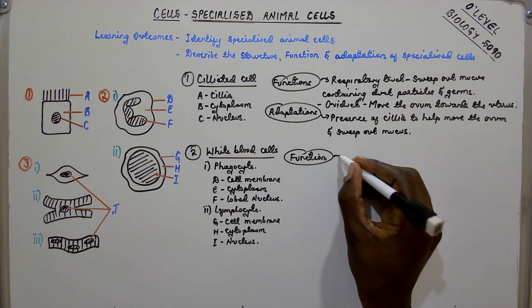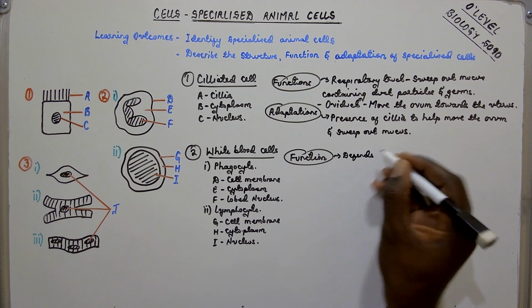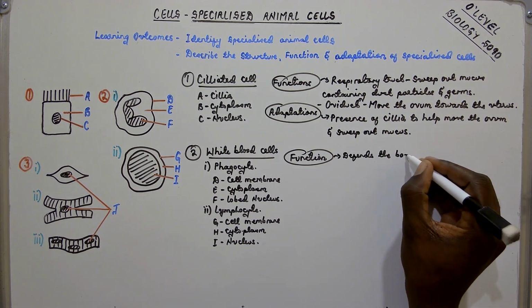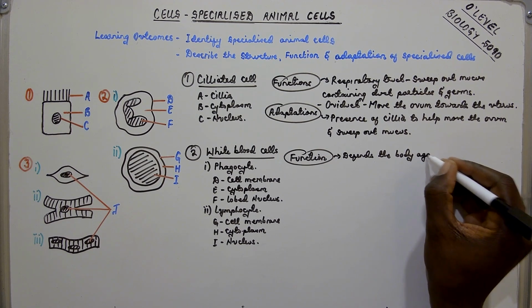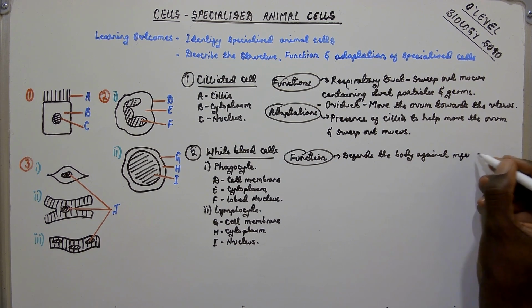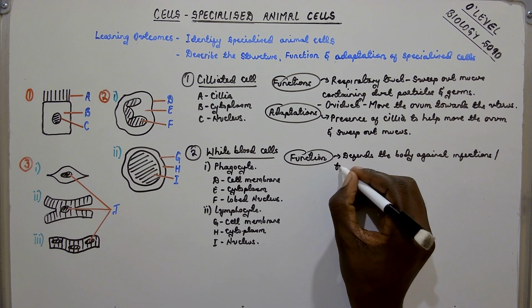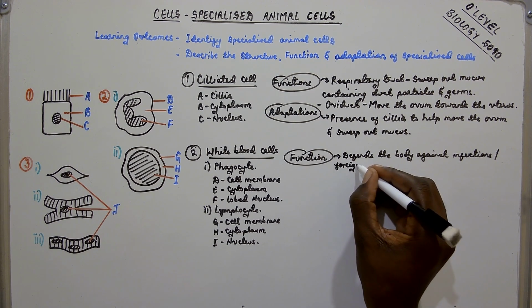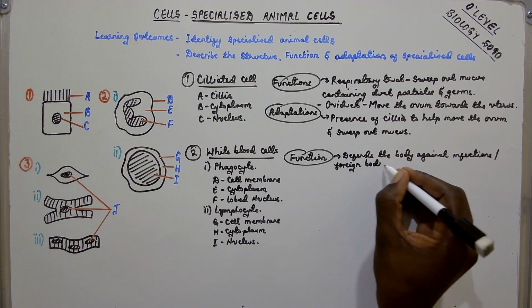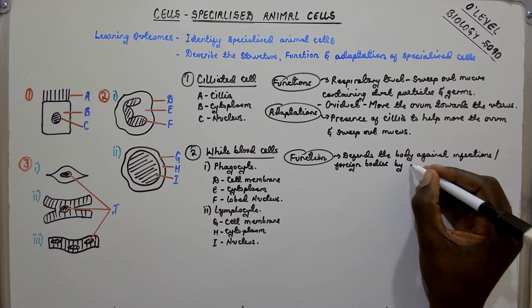The function of the phagocytes is to defend the body against infection by engulfing the foreign body or germs or bacteria. In doing so, it allows it to digest it and later kill it. So we'll say it defends the body against infections or foreign bodies. These foreign bodies can be bacteria that will cause something bigger or an infection, by engulfing.